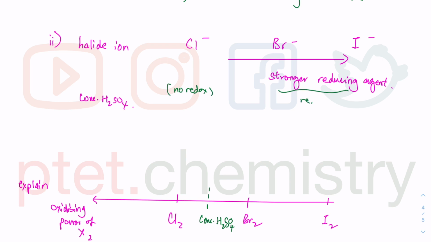This one will have redox with concentrated sulfuric acid, because concentrated sulfuric acid is a stronger oxidizing agent than bromine and iodine. So concentrated sulfuric acid can oxidize Br minus to Br2. It can also oxidize I minus to I2.